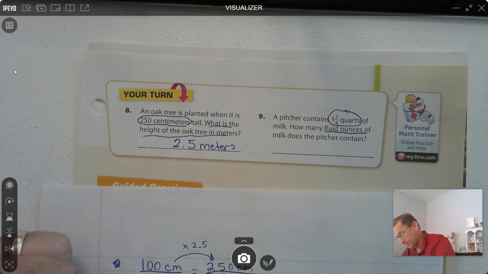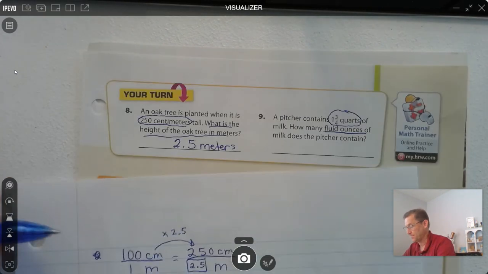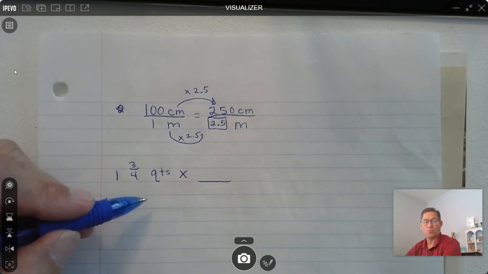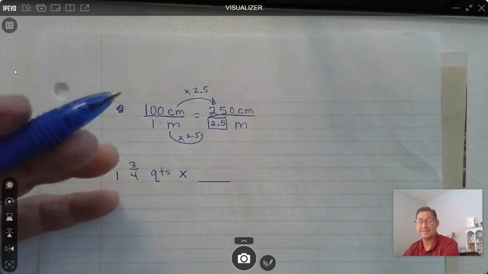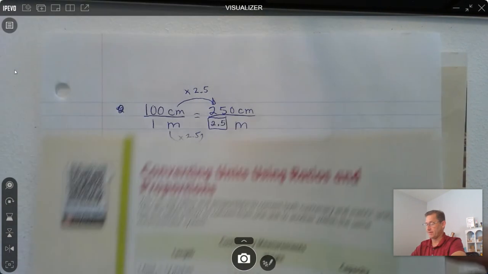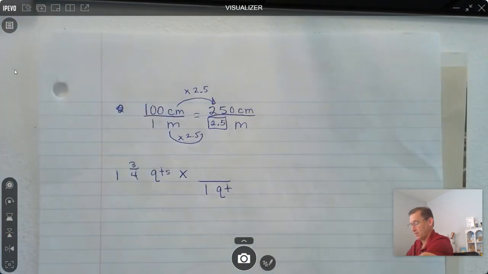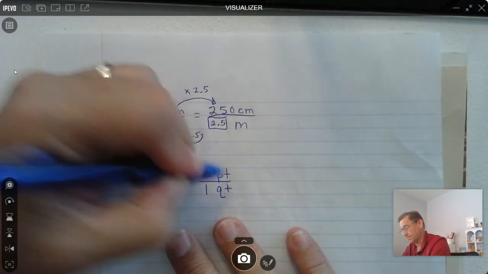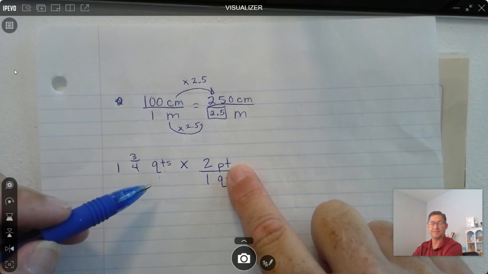Okay, so 1 3/4 quarts is what we're starting with. We want to get to fluid ounces. So how many pints are in 1 quart? Well, if we look at our table, 1 quart is the same as 2 pints. So we can go like that. That's going to cancel out the quarts, leaving us pints.